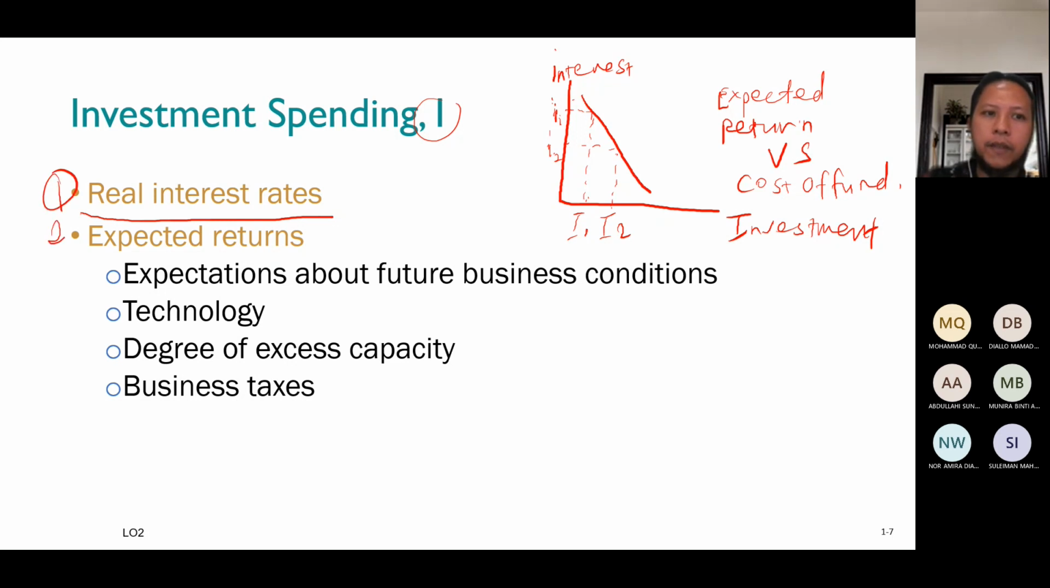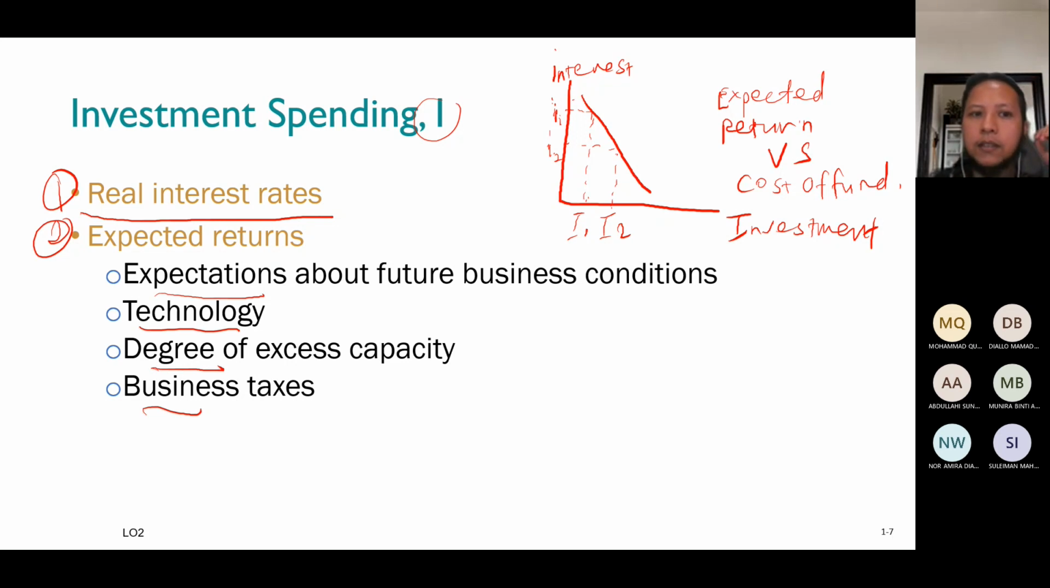And then another main factor that will influence investment is expectations. Okay, the expected returns. The things that will influence the expected returns are expectations of future business, the technology, degree of excess capacity, how much you can increase your production, right? And then business taxes. So business taxes is really similar to the individual tax that I talked about just now.